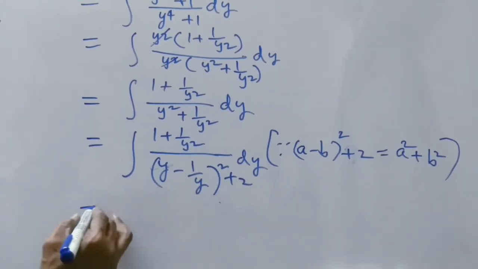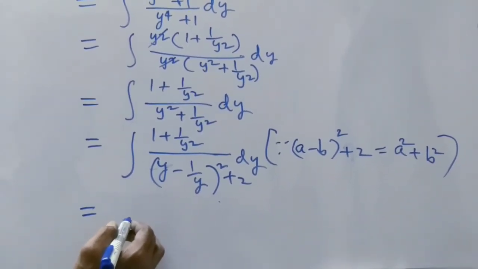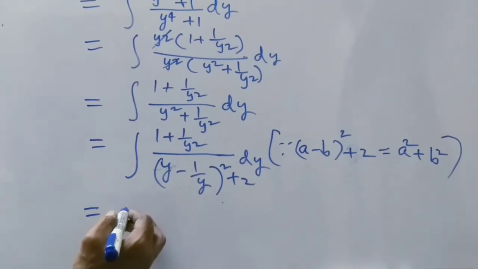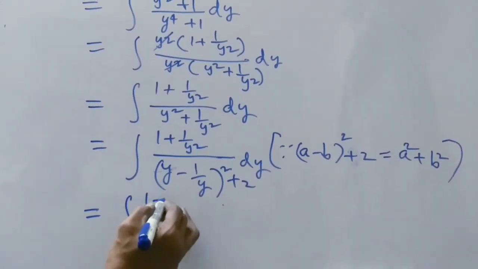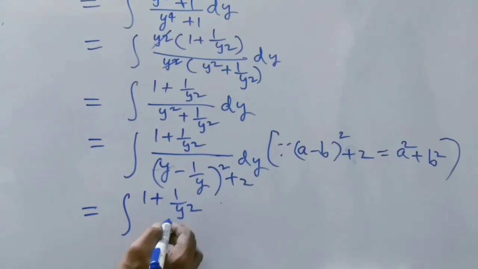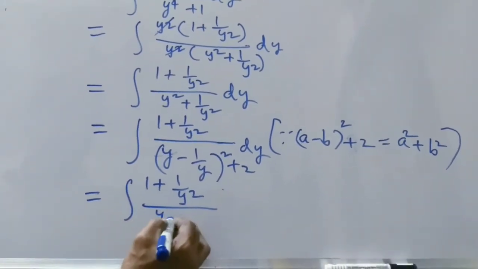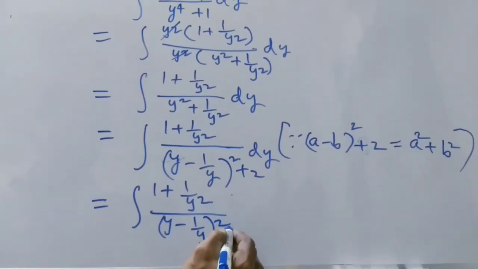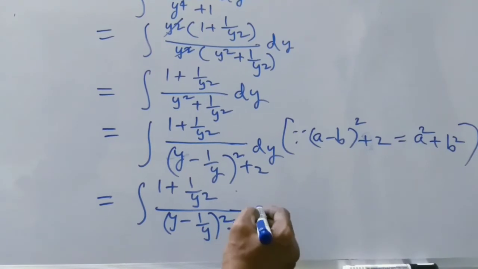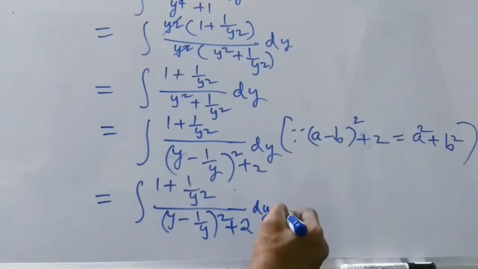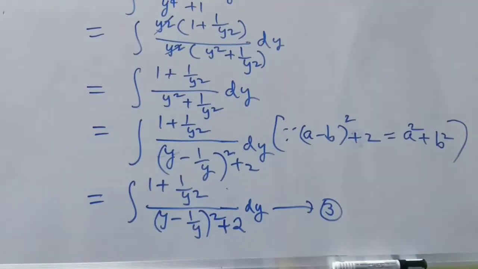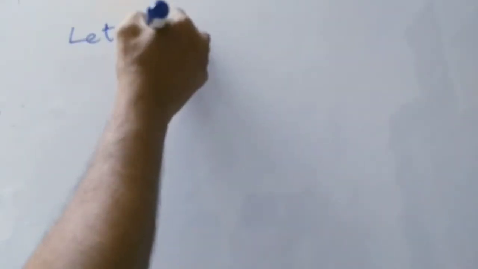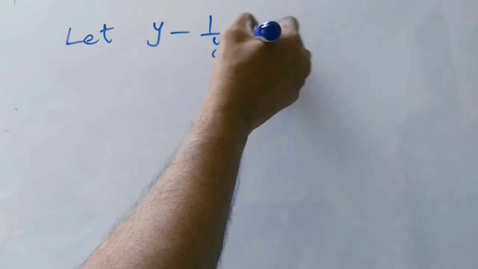So this is equal to integral of 1 plus 1 by y square by y minus 1 by y whole square plus 2 dy. This indicates the third one. Let y minus 1 by y be equal to t.